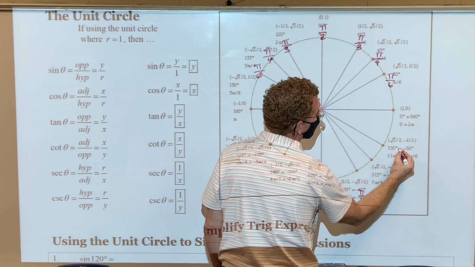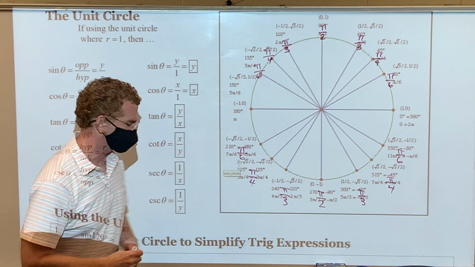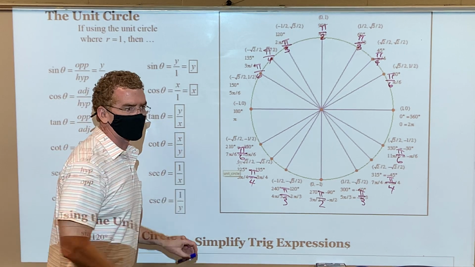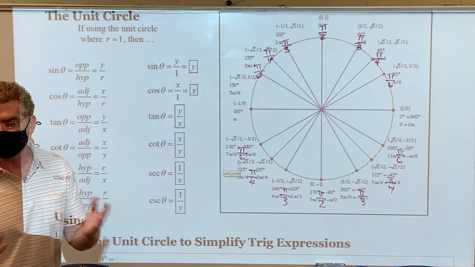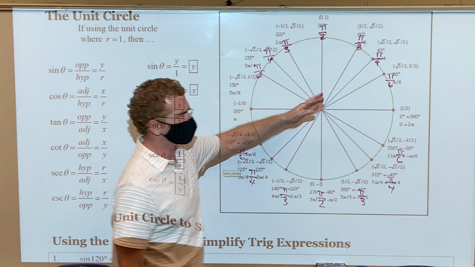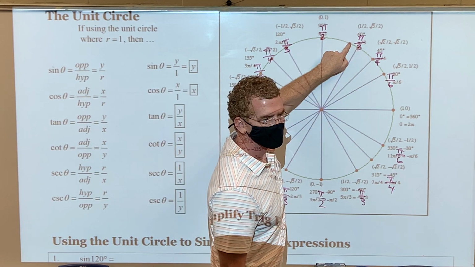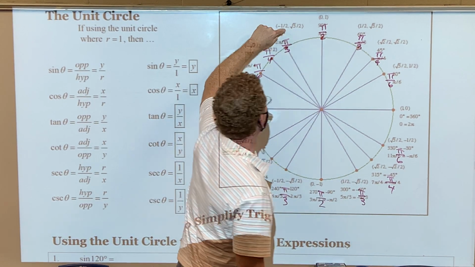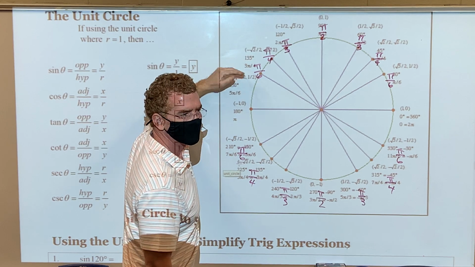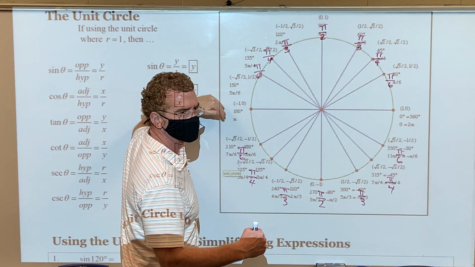Now at some point you're going to really have to have these memorized, but all of them have pi's. And then the number with the pi depends on the quadrant. If it's in the first quadrant, what's the number with the pi? 1. If it's in the second quadrant, what's the number with the pi? What is it? Do you remember?